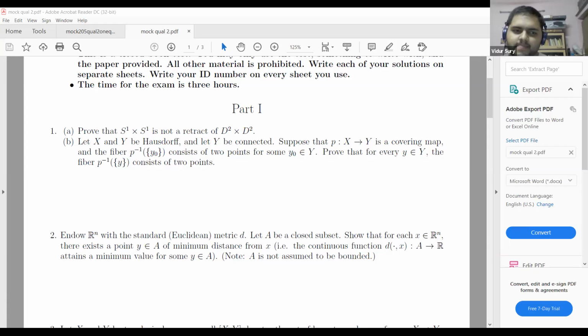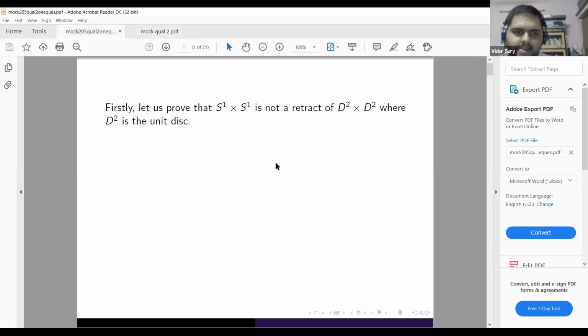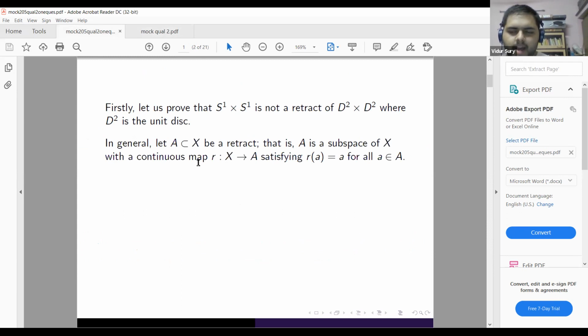Okay, so this is the question. The first part is that we've got to prove that S1 cross S1 is not a retract of D2 cross D2, where S1 is the unit circle and D2 is the unit disk. So yeah, just to recall what being a retract means, as we know, if A is a subset of X and a retract, then A is a subspace of X, and we've got a map R from X to A such that R(a) equals a for all a in A. And we have this inclusion from A to X such that R composed with the inclusion is the identity on A. We have such a map R.